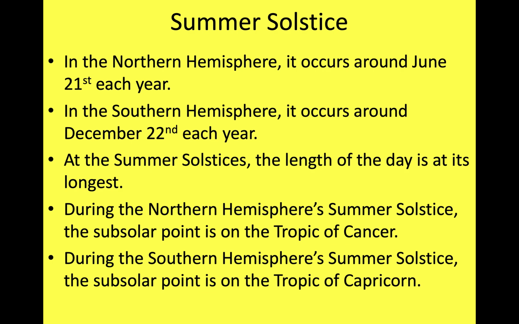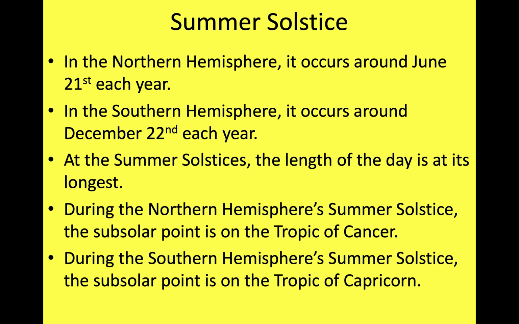During the northern hemisphere's summer solstice, the subsolar point is on the Tropic of Cancer. That is the tropic in the northern hemisphere. So the Tropic of Cancer is getting the most direct sun rays that the Earth is getting, and therefore the northern hemisphere has summertime and summer weather conditions, or seasonal conditions, we should say.